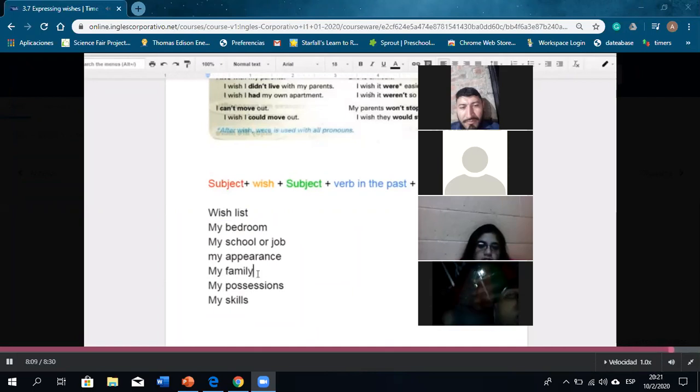And what kind of wishes do you have about your skills? I don't know how to program computers. I wish I knew how to program computers. And so on and so forth. So I would like for you to come up with your own examples about the kind of wishes that you have about yourself, about your family, about your health, about your skills.